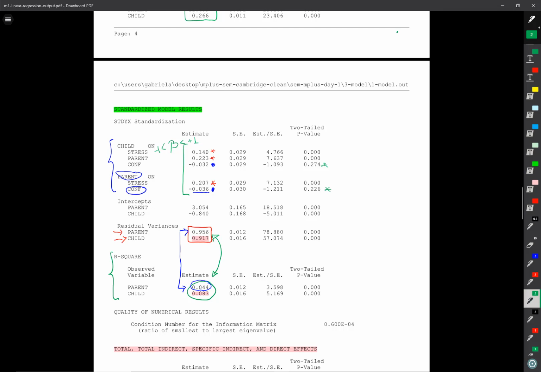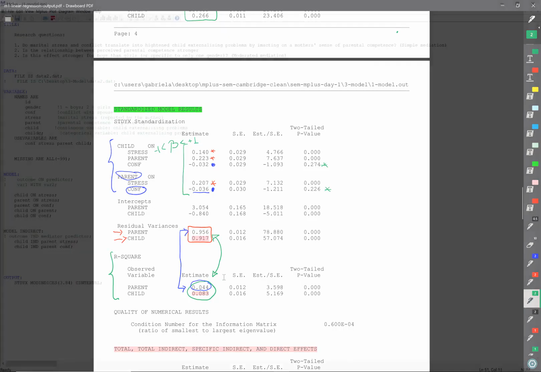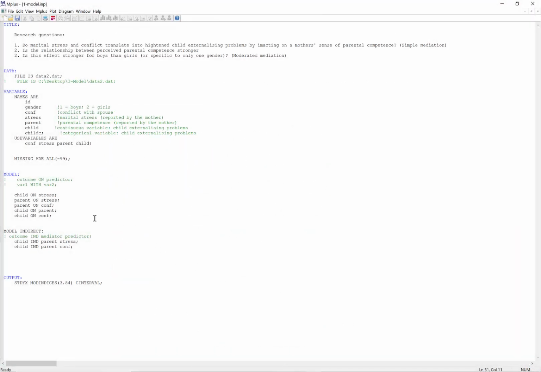So let me go back to the M+ input file and do it there. So the paths I'm going to take out are that from conflict to child externalizing problems and the one from conflict to perceived parenting competence. Right, so here we are. We want to take out those 2 paths.